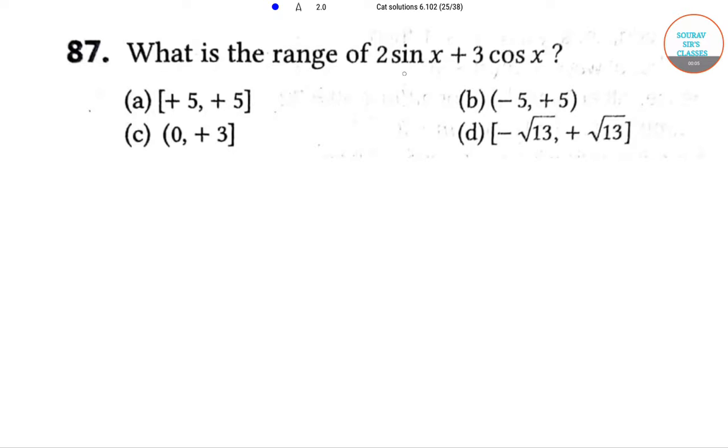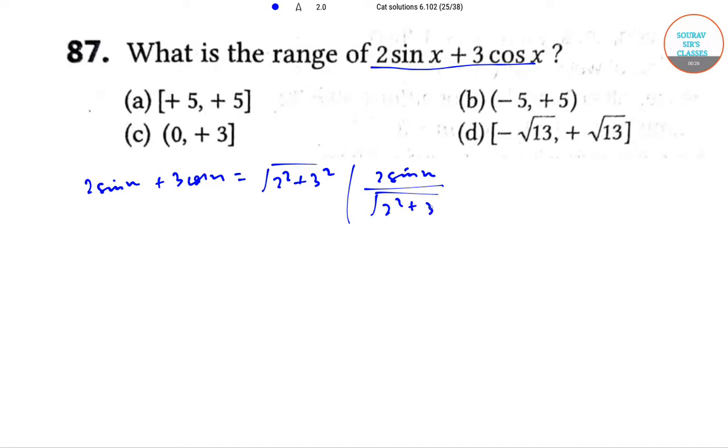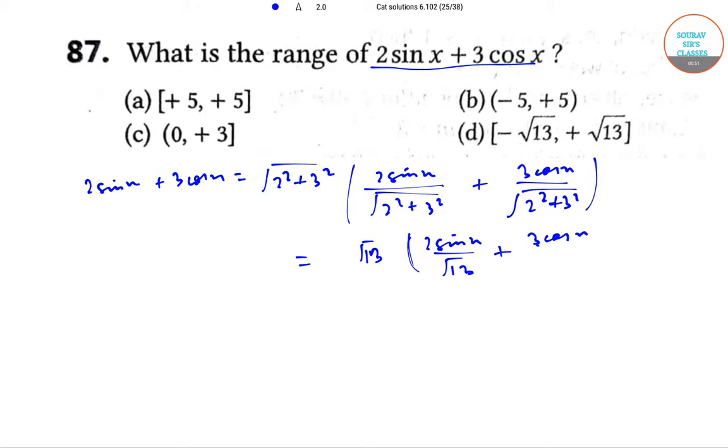The question is, what is the range of 2 sin x plus 3 cos x? So 2 sin x plus 3 cos x is equal to root of 2 squared plus 3 squared, into 2 sin x by root over 2 squared plus 3 squared, plus 3 cos x by root over 2 squared plus 3 squared, which is equal to root 13 into 2 sin x by root 13 plus 3 cos x by root 13.